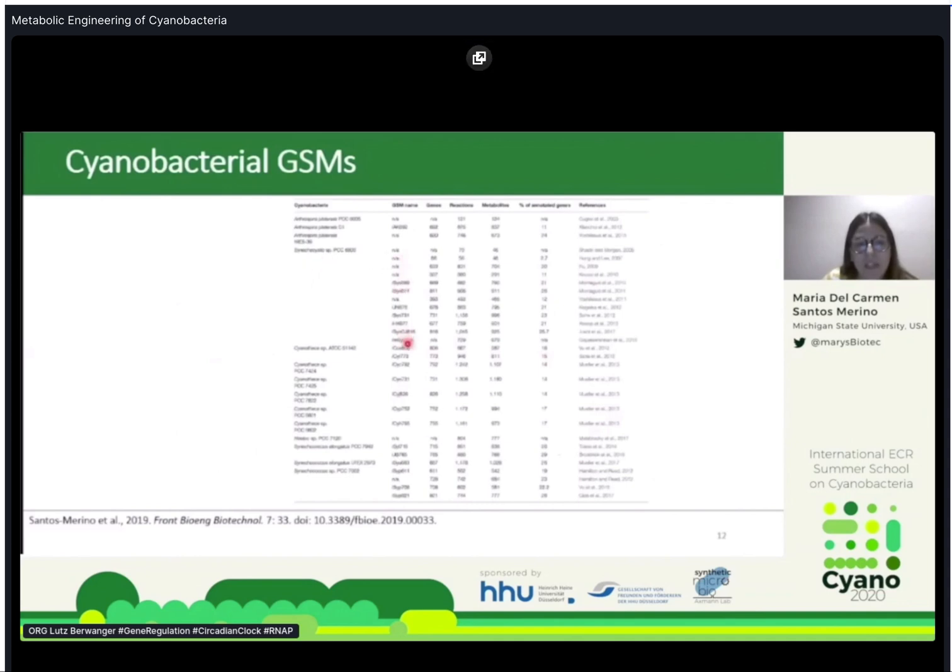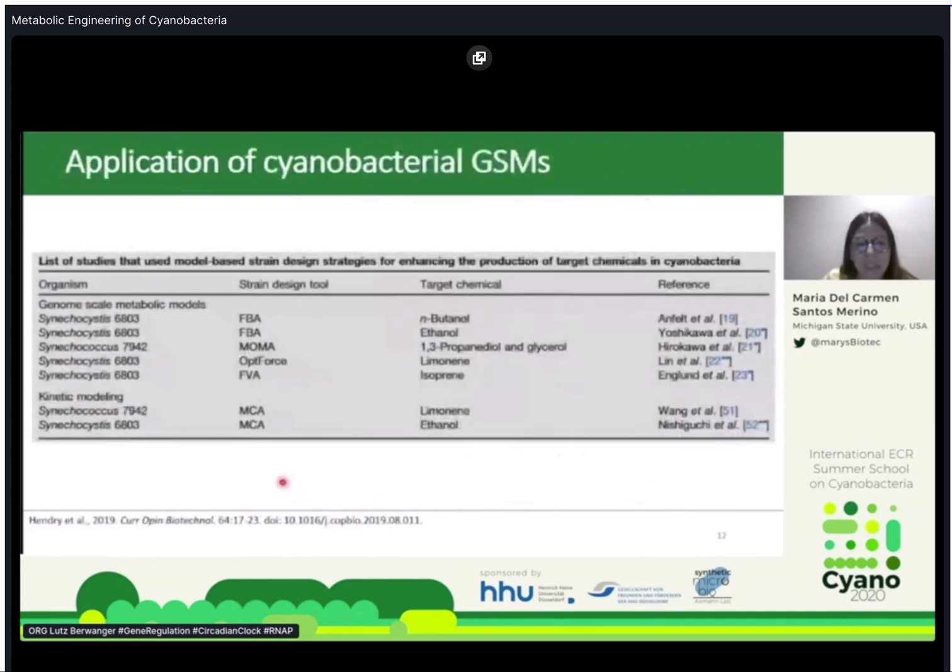Cyanocystis has a lot of genome scale models that include more reactions, genes, and metabolites. The second case with more metabolic models is 7002. These genome scale models I mentioned previously offer some advantages. They can be used in silico to determine which modifications we can perform in our model strains to produce a specific chemical compound. At the end of this presentation, I'm going to explain an example where limonene production was increased using this algorithm.